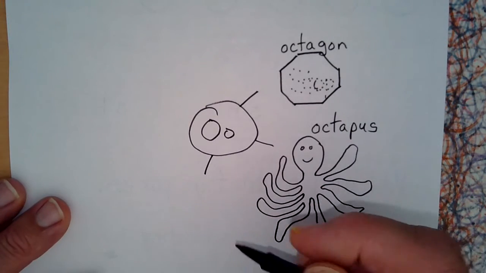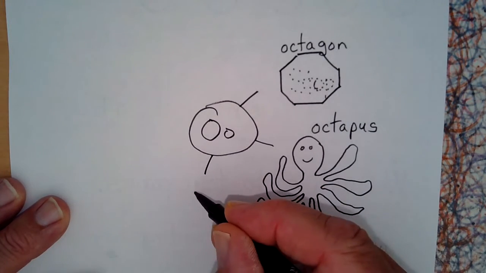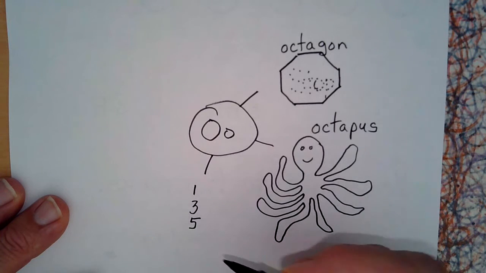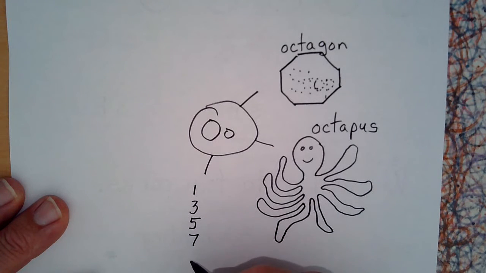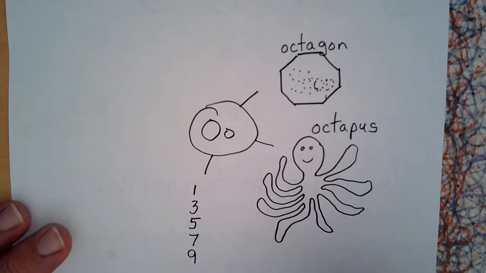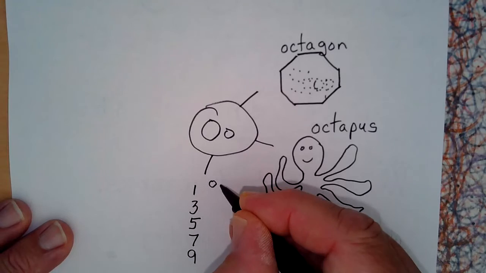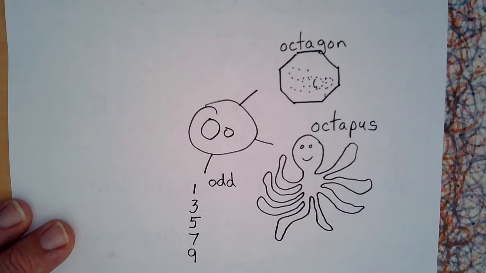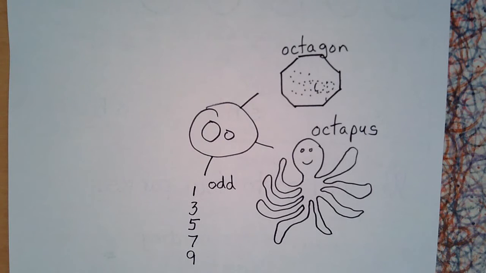And let's see. Oh, now I am thinking of the number 1 and 3 and 5 and 7 and 9. 1, 3, 5, 7, 9. Those are all odd numbers. So, odd also starts with an O.